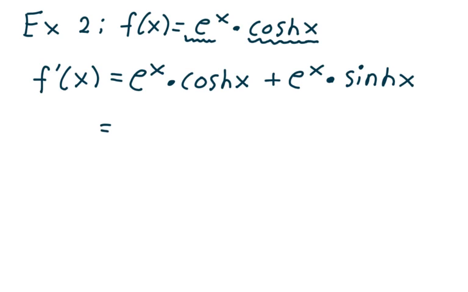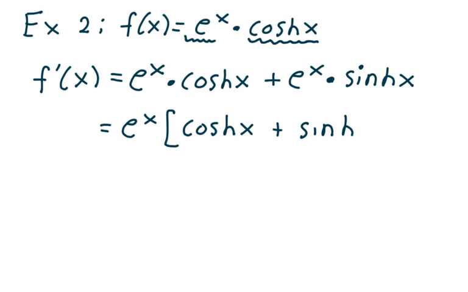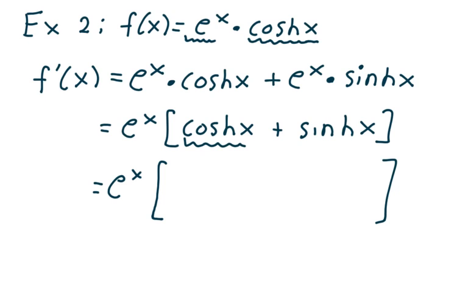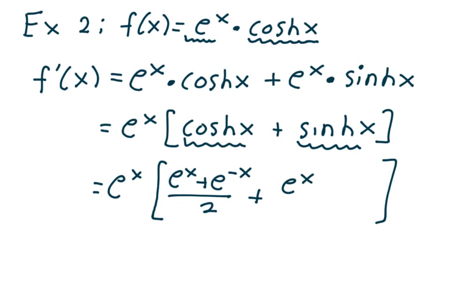Okay? And we can factor out an e to the x, and we get hyperbolic cosine x plus hyperbolic sine of x. Now, I don't know how far the instructor wants you to simplify, but I do want to show you something. If you remember, hyperbolic cosine of x is e to the x plus e to the negative x divided by 2. So I want to get you guys at least thinking about this, okay? Now, hyperbolic sine of x is e to the x minus e to the negative x divided by 2.